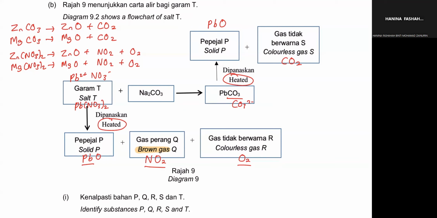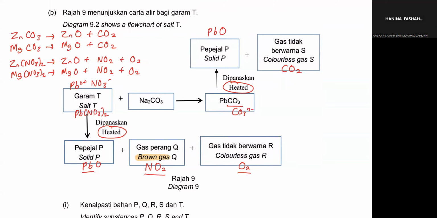These two types only: carbonate and nitrate heating. Heating carbonate gives oxide and carbon dioxide. Heating nitrate gives oxide, nitrogen dioxide, and oxygen. Always remember this. You have to come out with it. Also you can look at another way to get it, which is the given heat here: Na2CO3 and PbCO3.